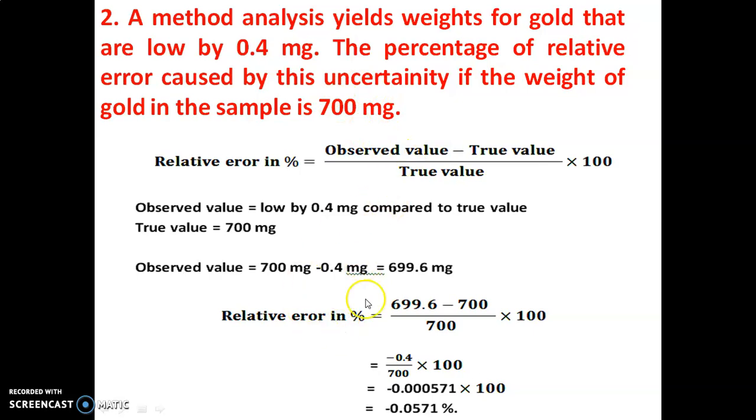We know the formula, that is the relative error in percentage is equal to observed value minus true value divided by true value into 100. Here the observed value is 699.6, true value is 700, divided by true value, that is 700, into 100. 699.6 minus 700, that is minus 0.4, divided by 700 into 100. On simplification we will get minus 0.0571 percentage. This is the relative error in the percentage, minus 0.0571 percentage. Thank you.